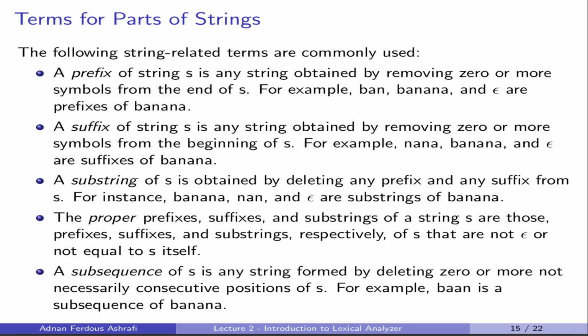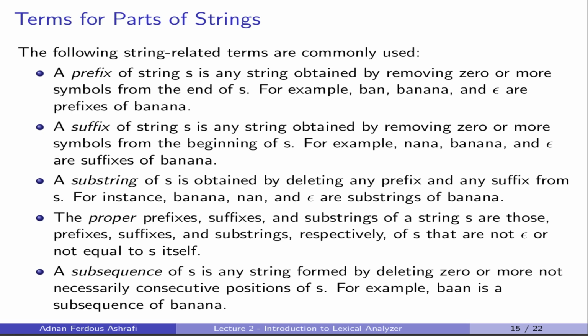So for example, if I take the string banana, B is its prefix, BA is its prefix, BAN is its prefix, right? Banana itself is a prefix, and interestingly epsilon is also a prefix of banana, right? Okay. So second thing, a suffix. A suffix of string s is any string obtained by removing 0 or more symbols from the beginning of s. So a suffix is what is at the end of my string, okay? So for example, nana, banana and epsilon are suffixes of banana, okay?